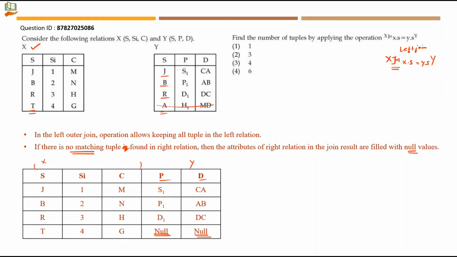So what is the matching condition here? X dot S and Y dot S. This is Y dot S and this is X dot S. This is the matching condition. So J is equal to J, it is included. B is equal to B, it is included. R is equal to R is also included. Since we don't have any T, the attributes of the right relation of the join result are filled with null values as specified here. So how many tuples are there by applying the operation? There are 4 tuples. Option number 3 will be the right answer. And tuples are nothing but the records.